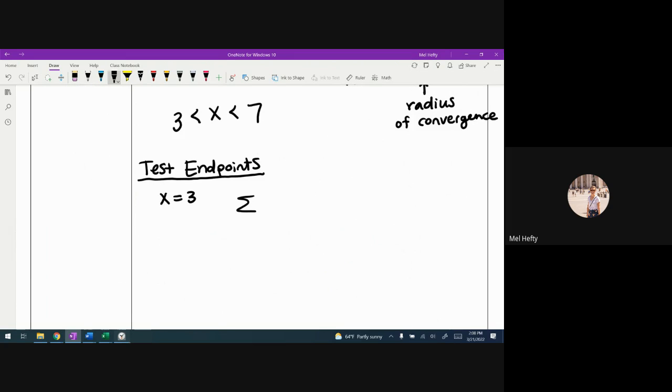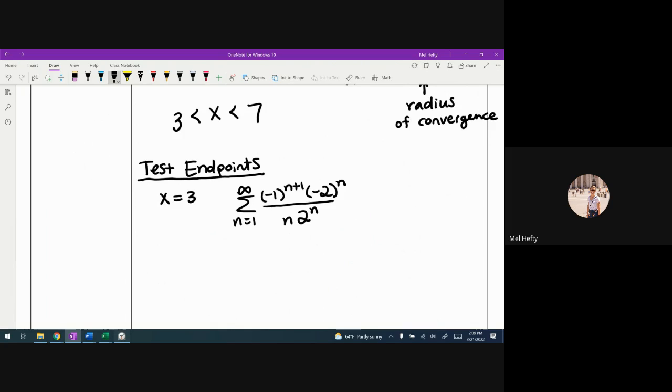So my series is still going to go from 1 to infinity. The -1 to the n plus 1 from the original series is going to stay the same. But now I am using x equals 3. So instead of x minus 5 to the n, I'm doing 3 minus 5 to the n. 3 minus 5 is -2. All right. And then on the bottom, we've got n times 2 to the n.